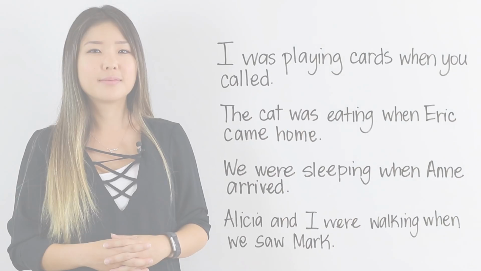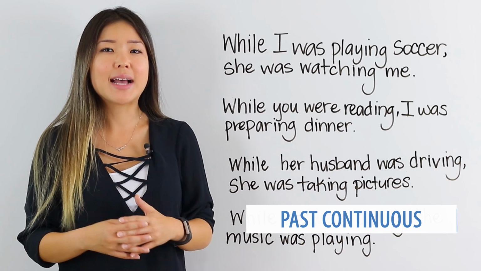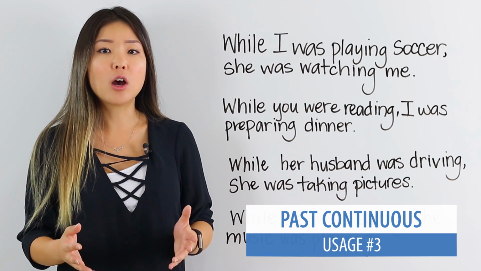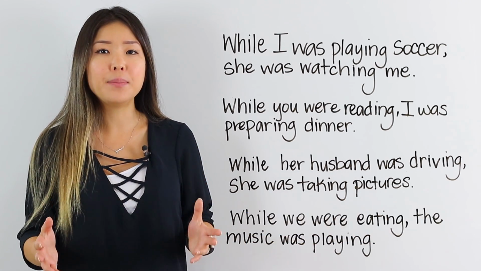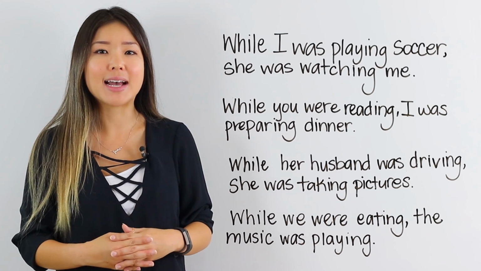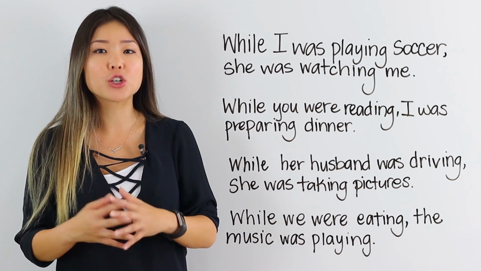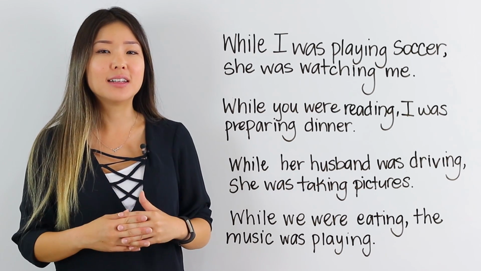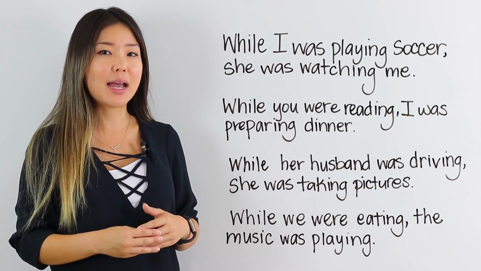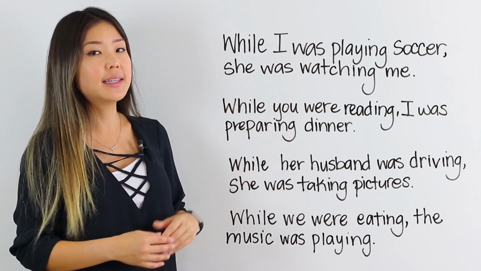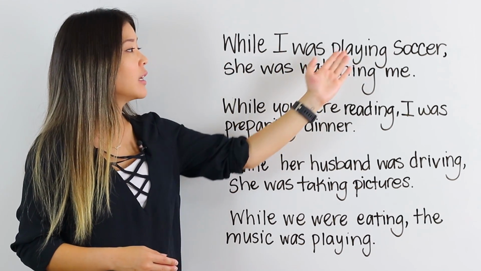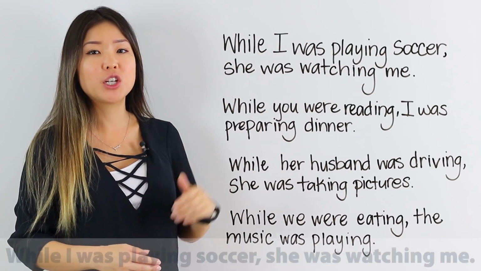Let's move on. Another usage for the past continuous tense is to talk about two actions that were happening at the same time in the past. We use the past continuous tense for both actions with the word while. Let's take a look at some examples. The first sentence says, while I was playing soccer, she was watching me.